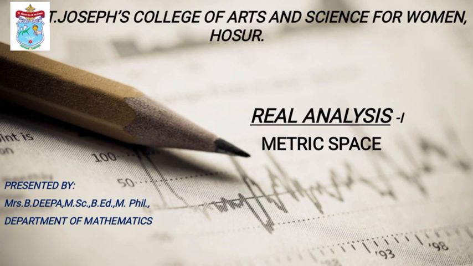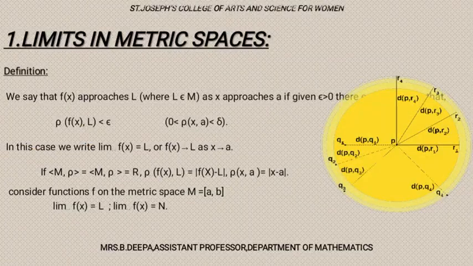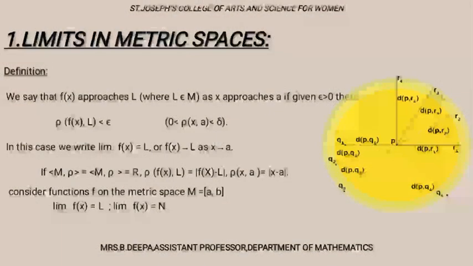Generally, we know that a metric should satisfy non-negativity, definiteness, symmetry, and triangle inequality. First one is limits in metric spaces. Definition: we say that f of x approaches L as x approaches a, if given epsilon greater than 0, there exists delta greater than 0 such that rho of f of x comma L is less than epsilon, where rho of x comma a lies between 0 and delta. In this case, we write limit f of x equal to L, or f of x approaches L.